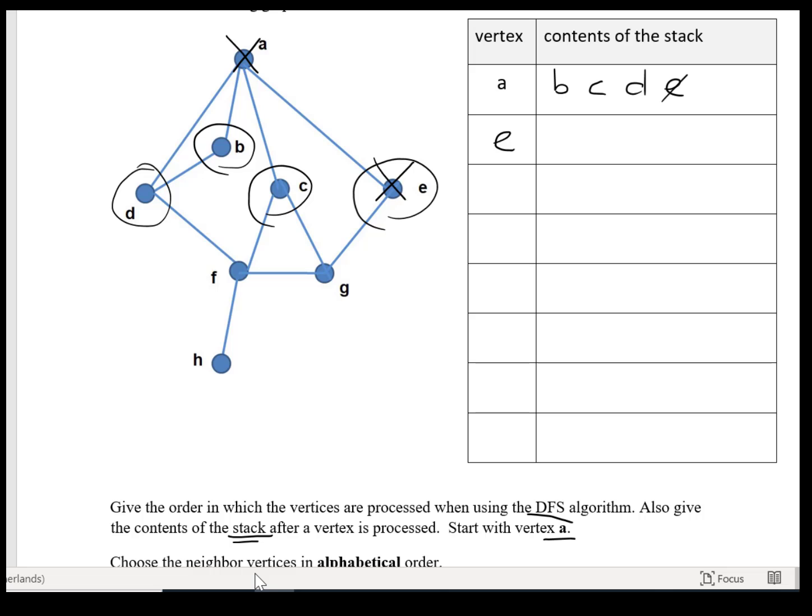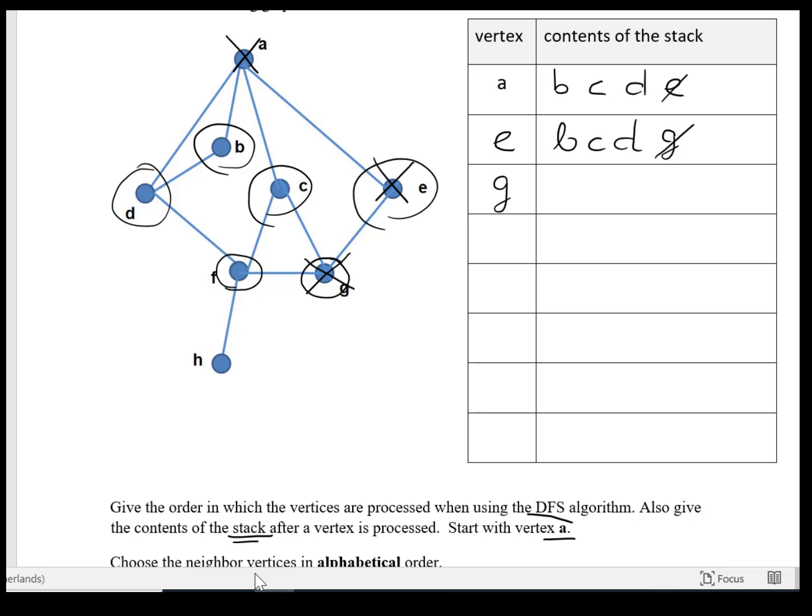We cross it out, because now we've processed it, and the neighbors of E are added. And that's only the neighbors, of course, who are not processed yet. So that means G. So the stack is B, C, D with G added. Okay, we process G. That's the last one in. Cross it out. And the neighbors of G are F, C. That's the only one because E is already processed.